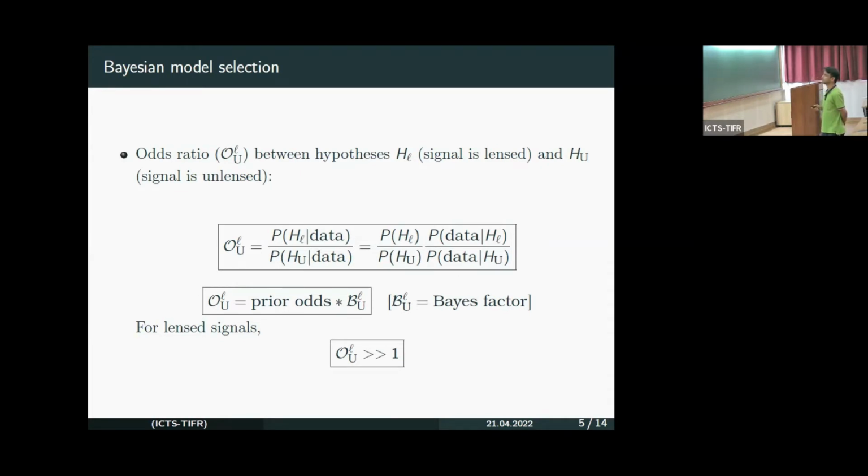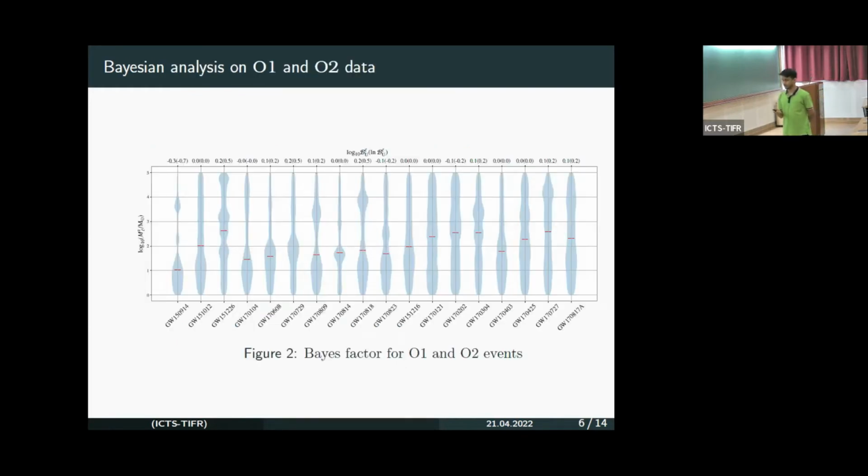And the other one is something called Bayes factor. So when you have your signal, you do your Bayesian model selection, and if your signal is truly lensed, then your odds ratio should be much greater than 1. Or if you call it in terms of Bayes factor, it should be much greater than 1. Okay, so in this plot, don't get scared by looking at it.